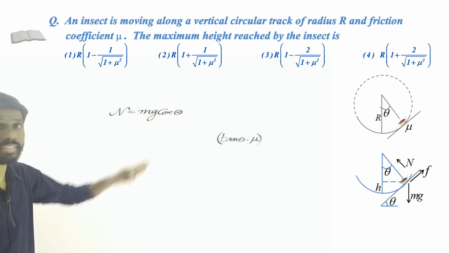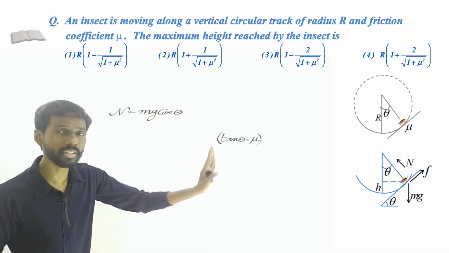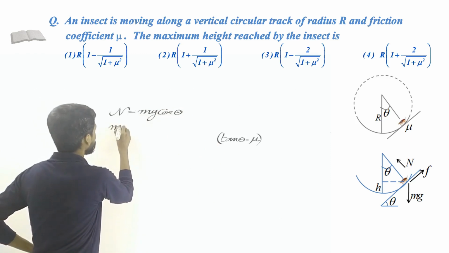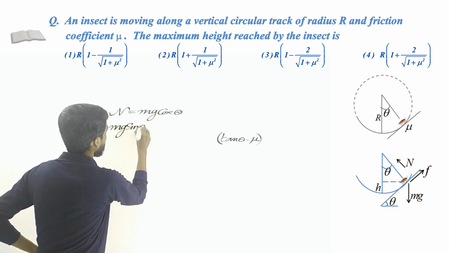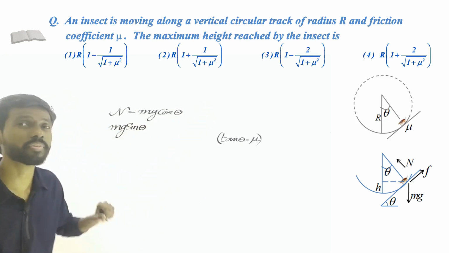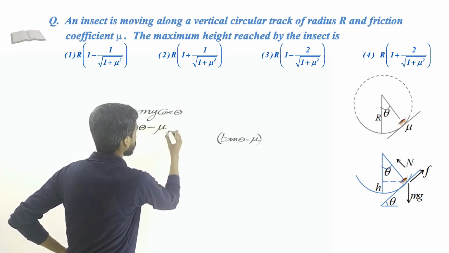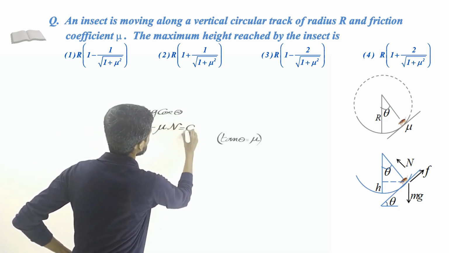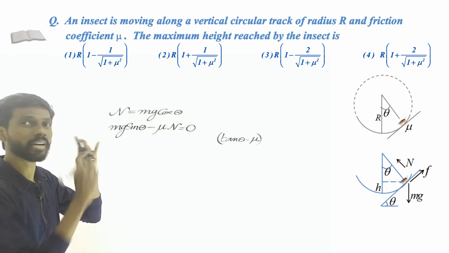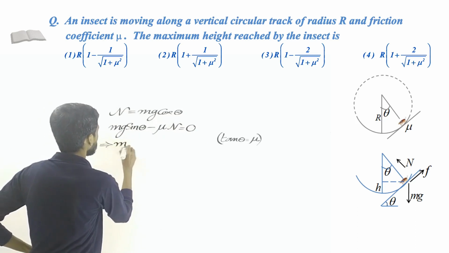Now along the tangent, what are the forces acting? The component of the gravitational force along this is mg sin theta, and against this force we have the frictional force. What is the frictional force? Minus mu N. That equals 0, because when it reaches the maximum height there is no further acceleration, so it is at equilibrium. This gives us our required value.